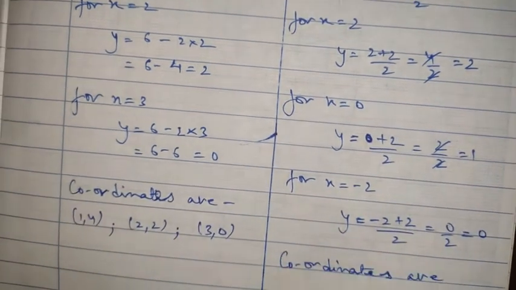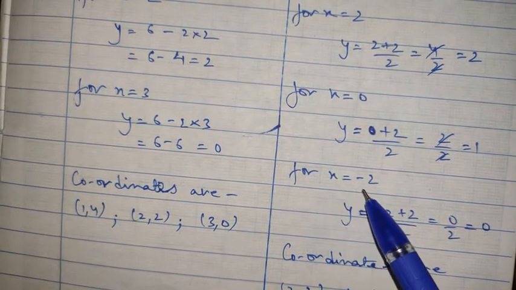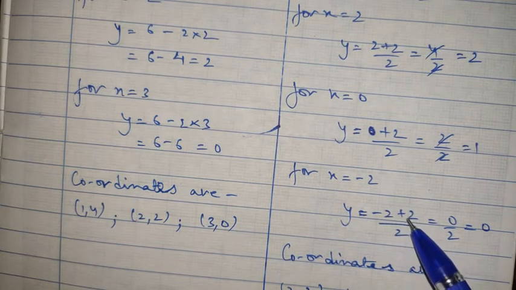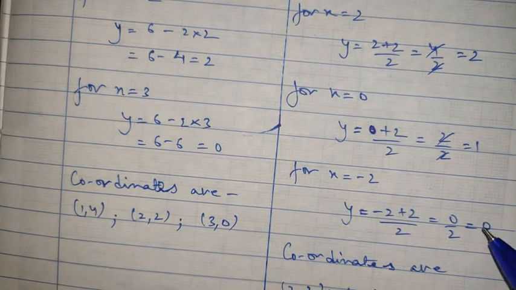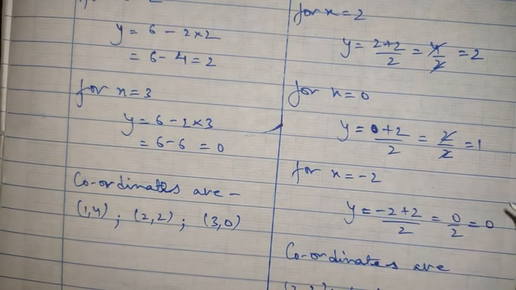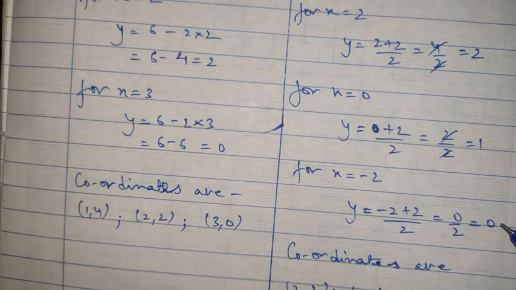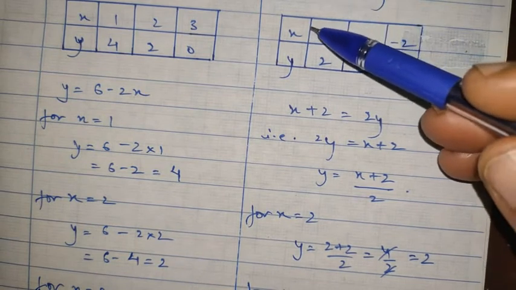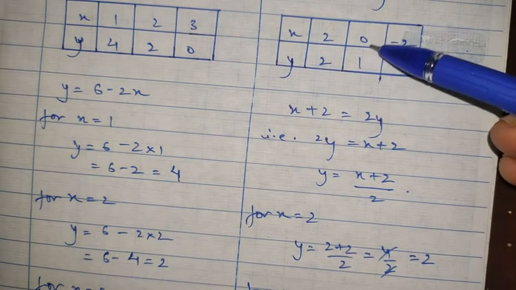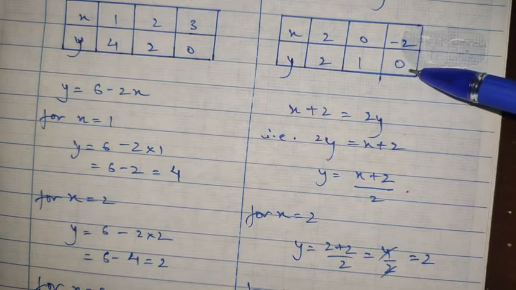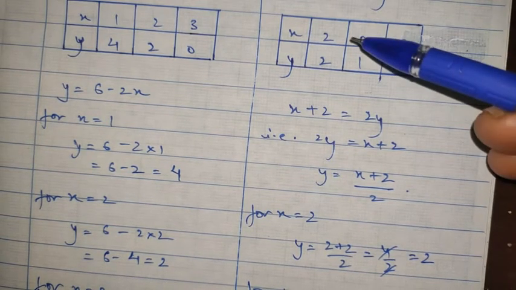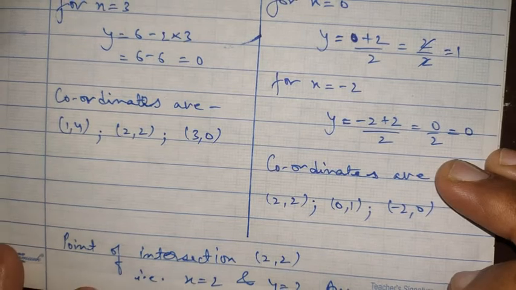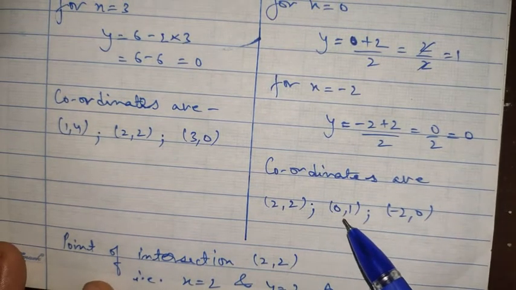Similarly, for the last value, that is for x is equal to minus 2, y is equal to (minus 2 plus 2) upon 2. Minus 2 and plus 2 will give you 0, and 0 upon 2 is 0. That means for x as minus 2, you have got y as 0. So in this way, you can form again 3 coordinates. For x is equal to 2, y is 2. For x is equal to 0, y is 1. For x is equal to minus 2, y is 0. So the coordinates are (2, 2), (0, 1), (minus 2, 0), and you can see I've written the coordinates over here.